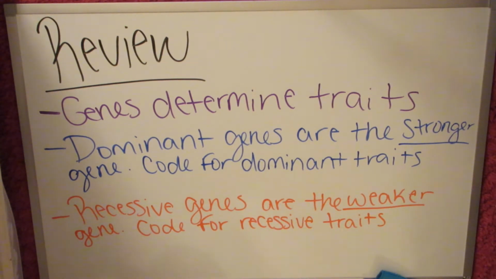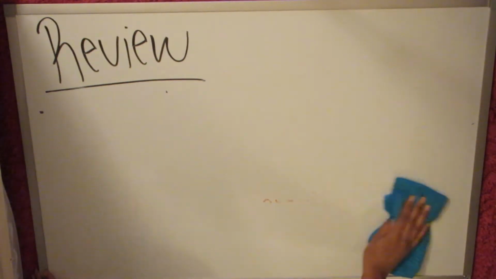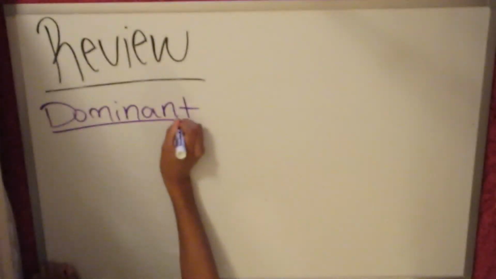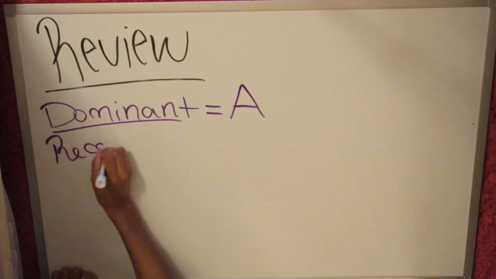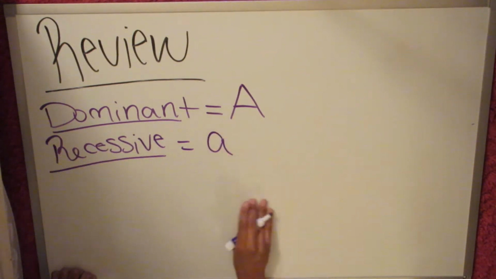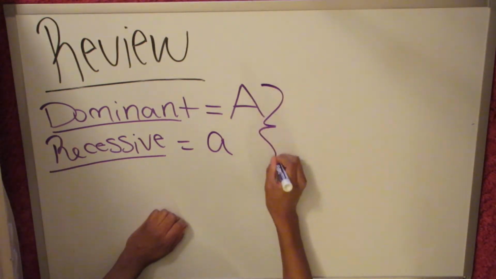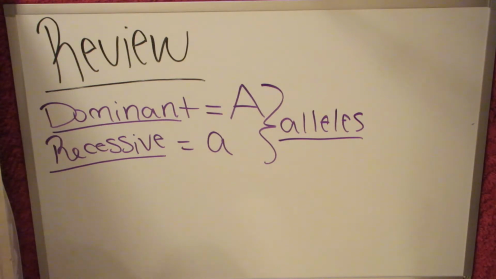Alrighty, now we're going to go ahead and get ready to take a look at our dominant and recessive alleles. So you should remember some of this from the last video, but if not, that's okay. Our dominant allele is always going to be a capital letter, and our recessive allele is always going to be a lowercase letter. These are our alleles. That's how we represent a dominant trait, and that's how we represent a recessive trait.